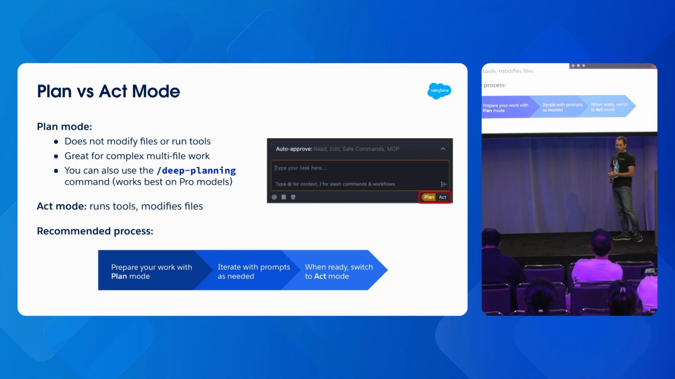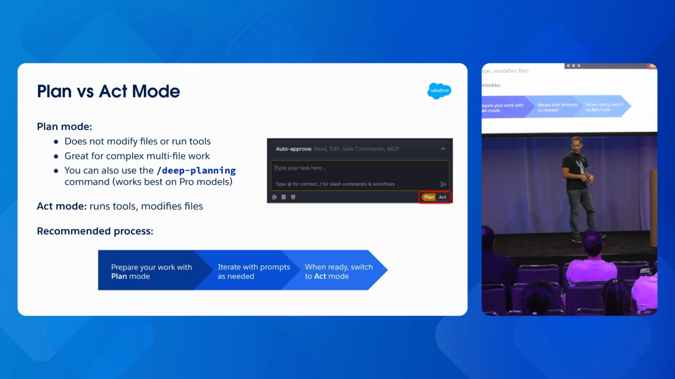There's also a deep planning mode that you can use to expand a bit the process of the plan mode. This is something that works best with the Pro model, by the way. This is something like building specifications, essentially. So you ask the agent first to build specifications before writing your code. And then once you're done with your specification, when you're happy with the prompt and the output of your agent, you can move to the act mode. And the act mode will start running the tools, writing the code, and maybe deploying it.